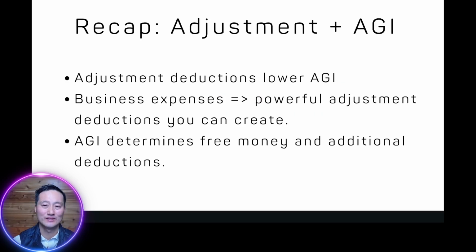Why not? So let's do a quick recap on AGI and adjustment deductions. Adjustment deductions lower your AGI. Business expenses are one of the most powerful adjustment deductions that you can create. And your AGI determines whether you get free money, like tax credits, or whether you are eligible to take additional adjustment deductions like the student loan interest payment deduction.